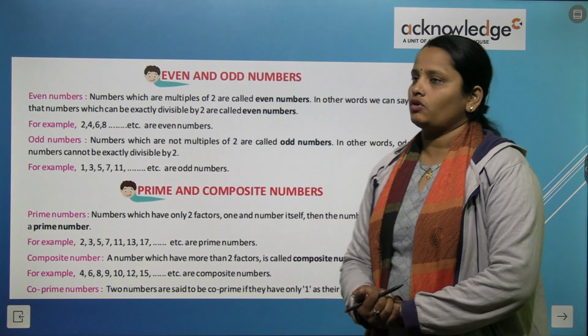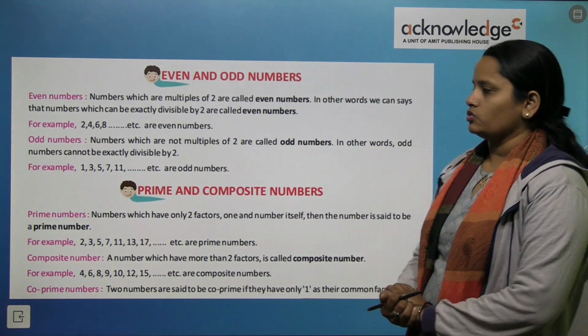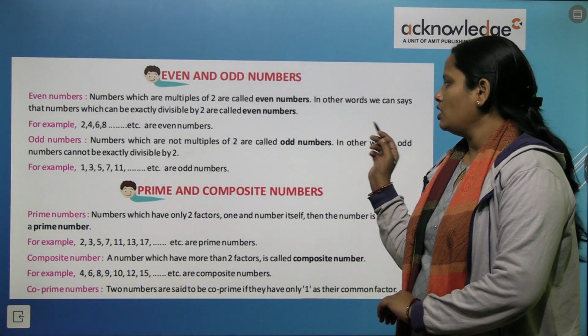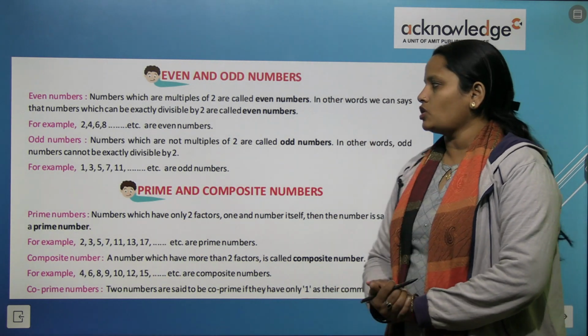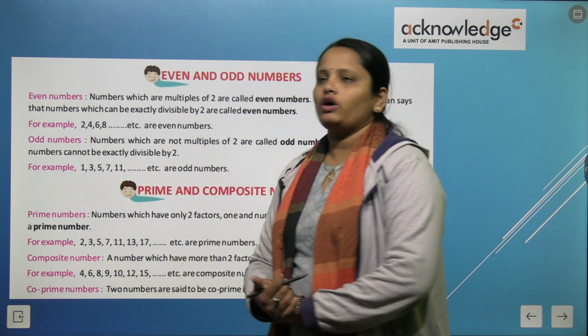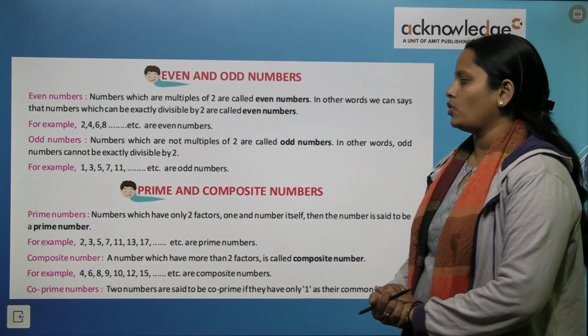Now let's learn what are the odd numbers. Numbers which are not multiples of 2. वो numbers जो 2 से divide नहीं हो सकते completely, those are called odd numbers. In other words, odd numbers cannot be exactly divisible by 2. For example, 1, 3, 5, 7, 11 and so on.